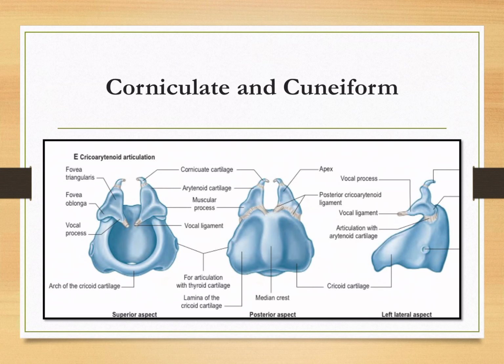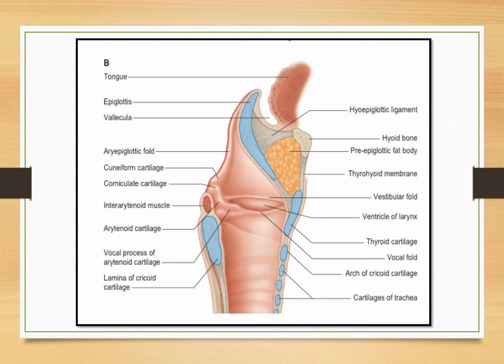There you go. I just wanted you to have a look at the three different views of the entire cartilages after thyroid is removed. Okay. Same diagram again for the 100th time, I guess.